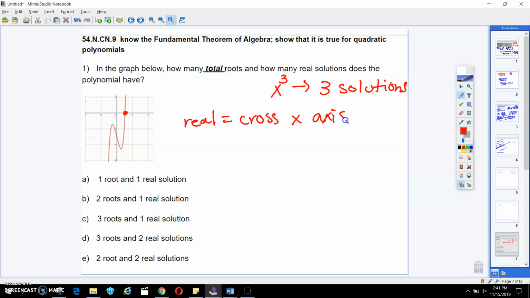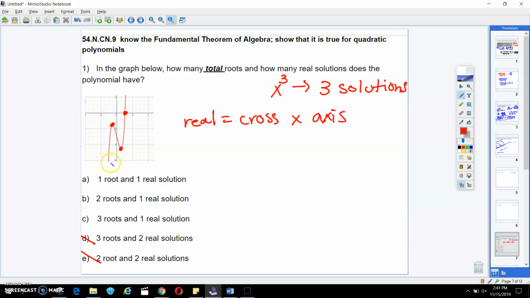Okay, it's going to touch the x-axis at some point. All right, so I'm at least going to have one real solution, so I can cancel out D and E automatically. Okay, then we're going to notice that we have these two terms right here.